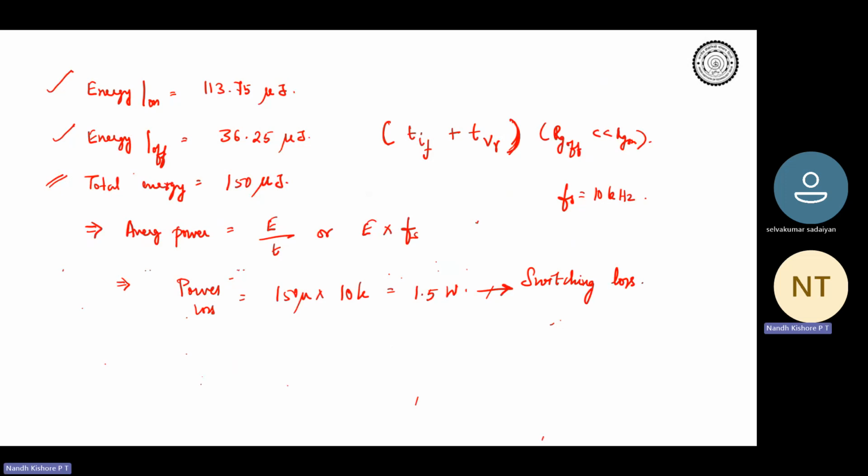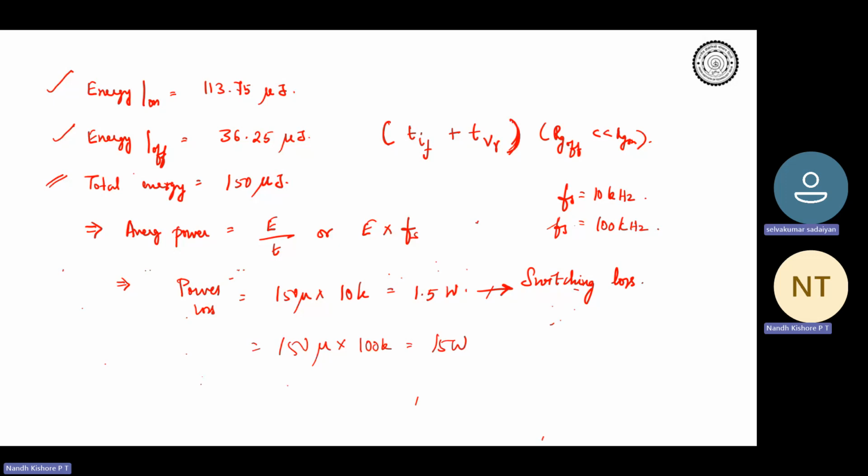So if you have a switching frequency of 10 kilohertz, the power loss will be 1.5 watt per device, right? If I change the switching frequency from 10 kilohertz to 100 kilohertz, then the power loss will become 15 watts. So your switching loss increases as the switching frequency increases.